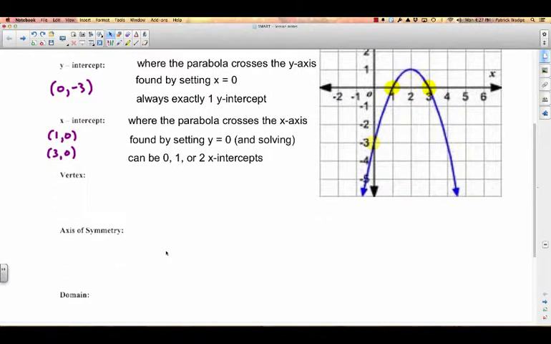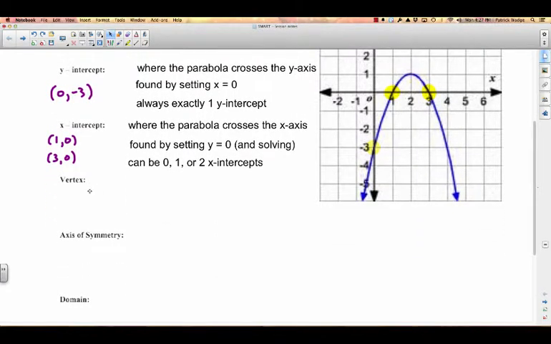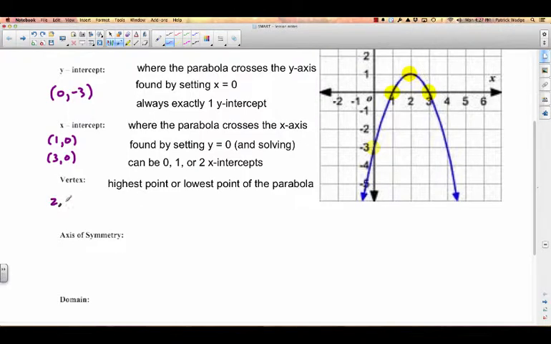Next is the vertex. This is the most important point to the parabola. This is that point I was just talking about, the highest point or the lowest point. So this is our vertex right there. So how it's defined, it's the highest point or the lowest point of the parabola. In the parabola we're looking at right here, the vertex is (2, 1). You must say (2, 1), of course. There's no other way to name that point. So (2, 1) is what you would call it.